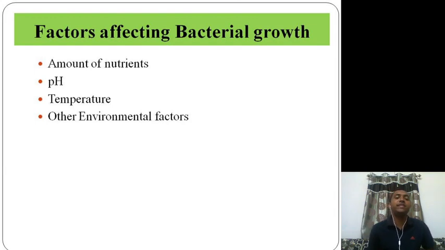Besides this, pH is another factor, because bacteria are highly sensitive to pH. If there is any alteration in the pH, their growth will be highly affected. Temperature is also one of the most important factors, along with other environmental factors. Please keep that in mind. These factors depend on the species concerned, so different species will have different requirements. So this was all about the bacterial growth curve.